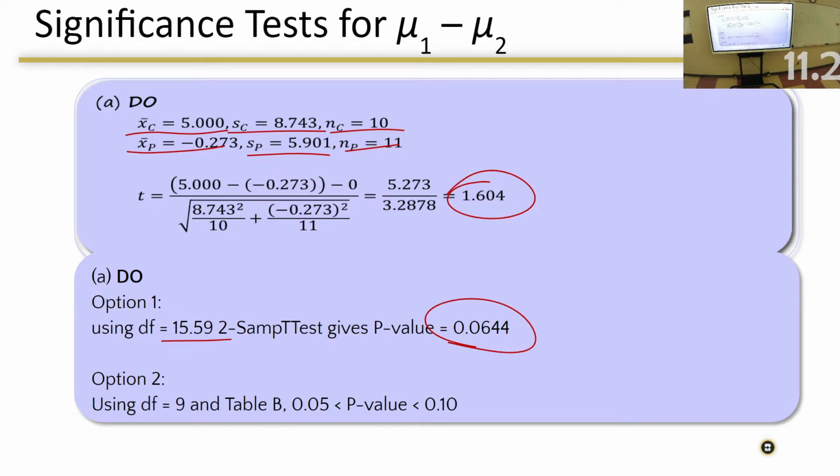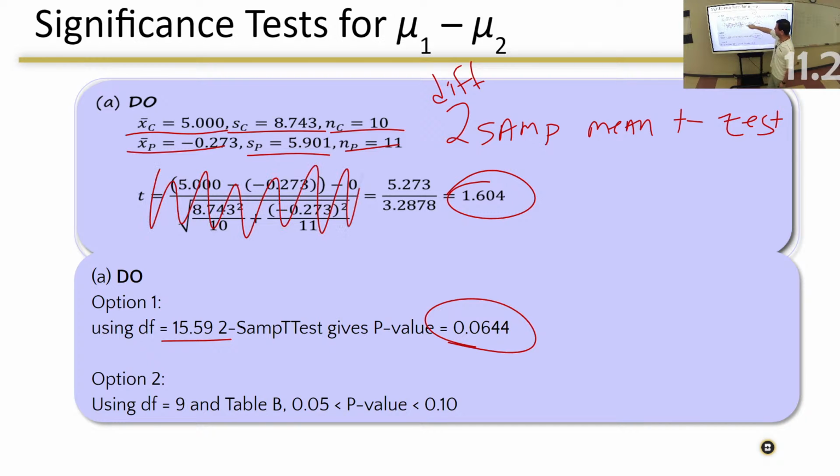Hit me. So do we have to write the formula if we use a calculator? Or just like the two samples? So we're going to write 2 sample mean T test. Really, they would like the word difference in there somewhere. But then we don't have to write that. You do not have to write this. You don't have to write that. Correct. Okay. Good question.